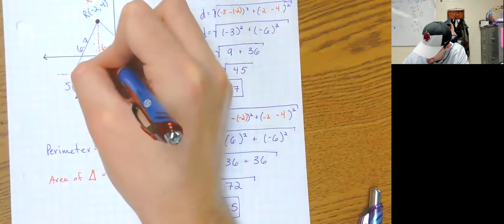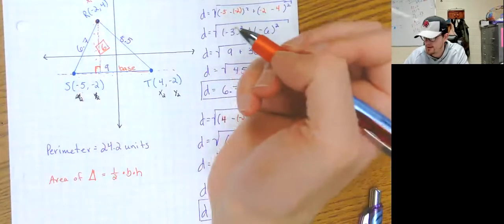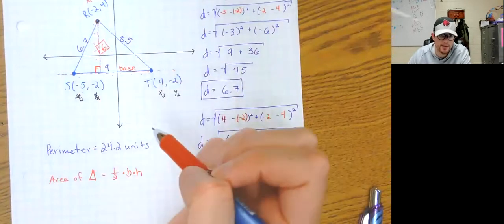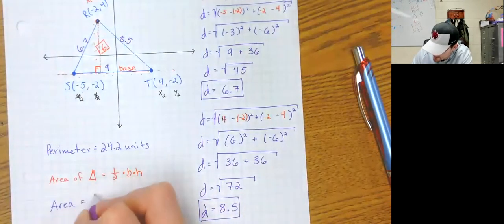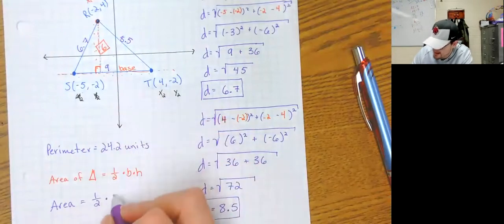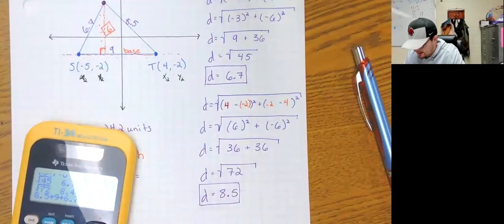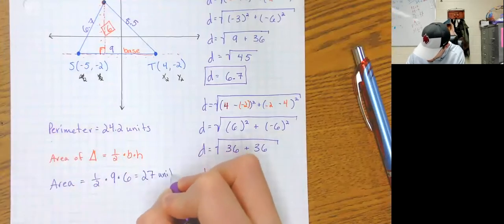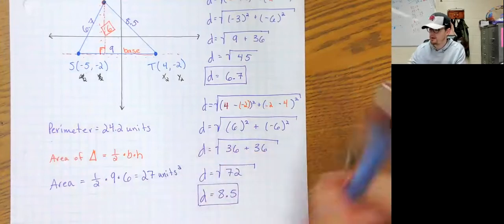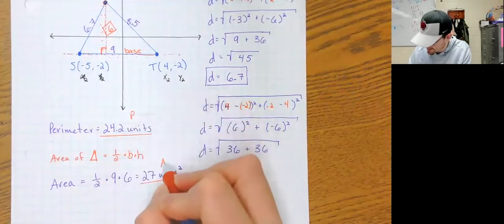So the height is 6 because this is 1, 2, 3, 4, 5, 6. You just count it. So my base is 9 and my height is 6. So now I substitute those in. So I get area equals 1/2 times the base, which is 9, times the height, which is 6. That equals 1/2, which is 0.5 times 9 times 6, 27. And then units squared. So I get this and this. This is perimeter. This is my area.